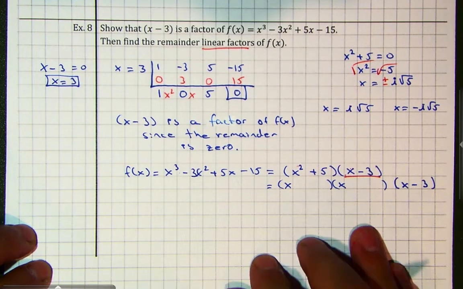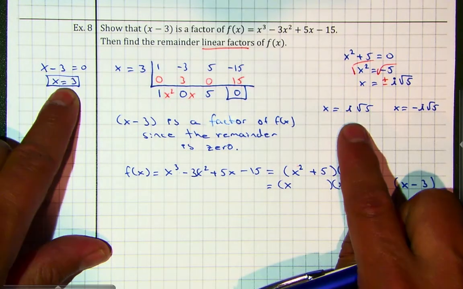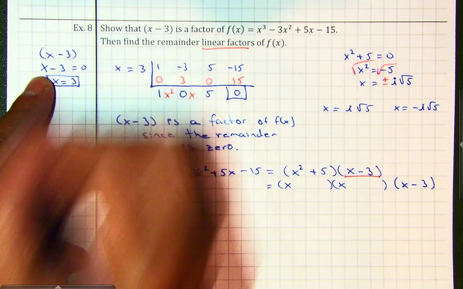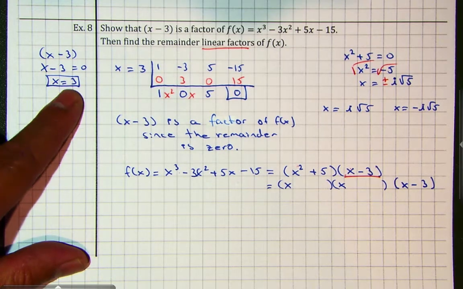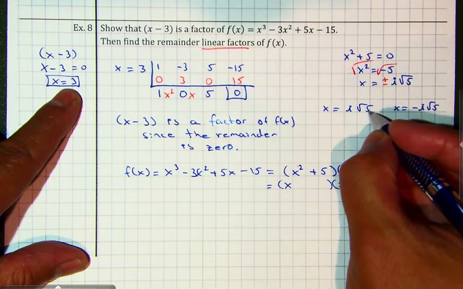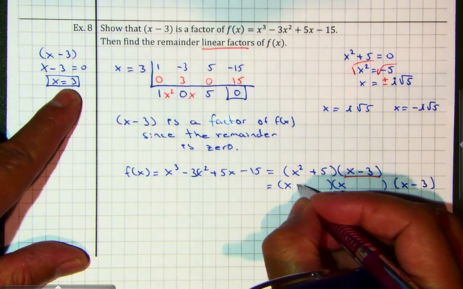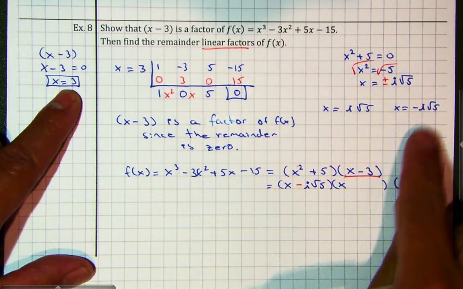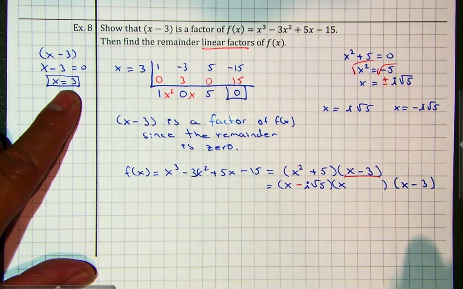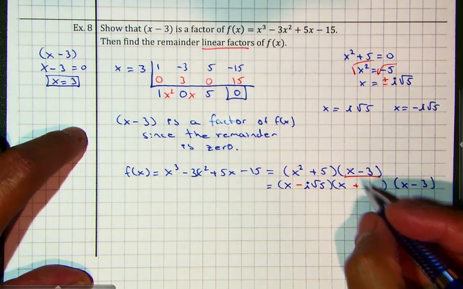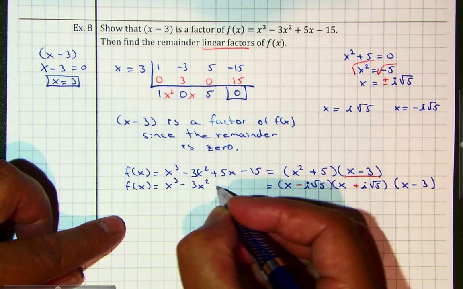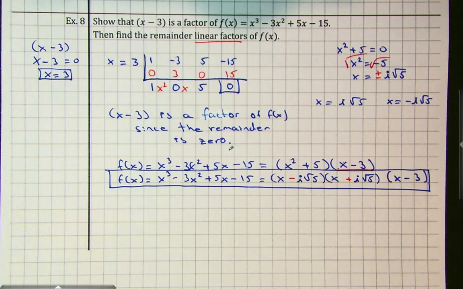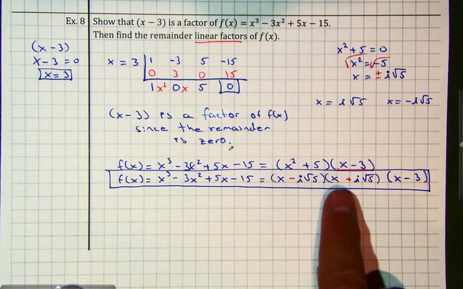So therefore, if we work backwards, it was x equal to 3, then one of the factors was x minus 3. The opposite, correct? So therefore, if this is i square root of 5, then this factor will be x minus i square root of 5. And if this is negative, this will be x plus i square root of 5, times x minus 3. And therefore, both expressions are equivalent.